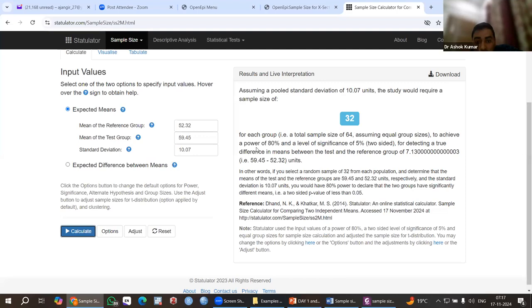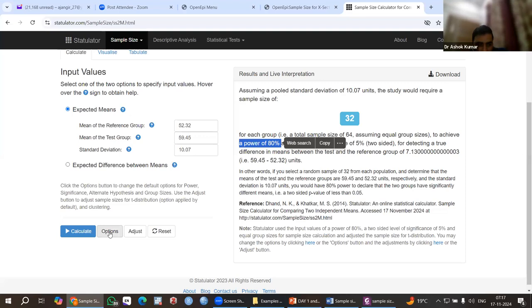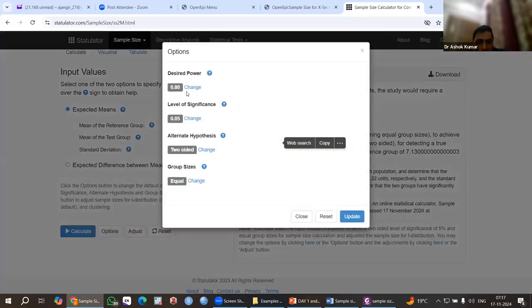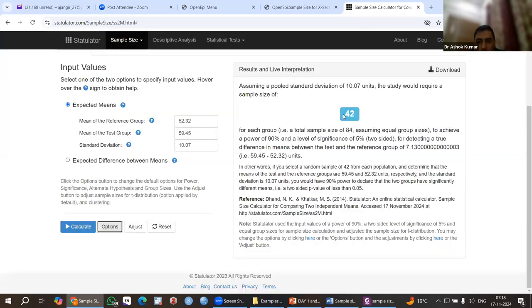So it means like if we are calculating using that, we can get it. But this, you can see here, is for 80% power. But here it is for 90% power. When we increase power, sample size automatically will increase. Okay. So we have to go to option here, then change desired power. I have to click change. Then I have to go for 90. I have to drag it up to 90, 0.9. This is 90%. And update, it is coming 42. Okay, it is coming 42.